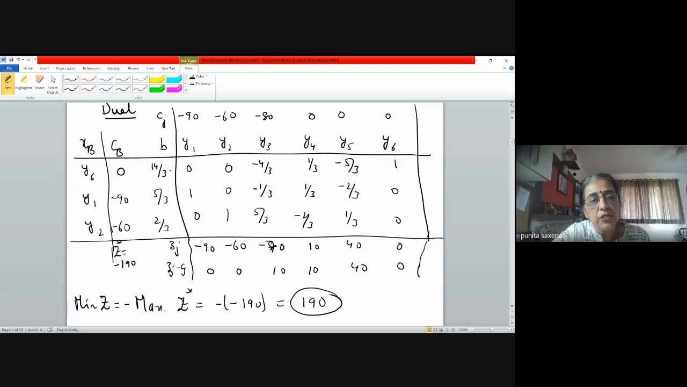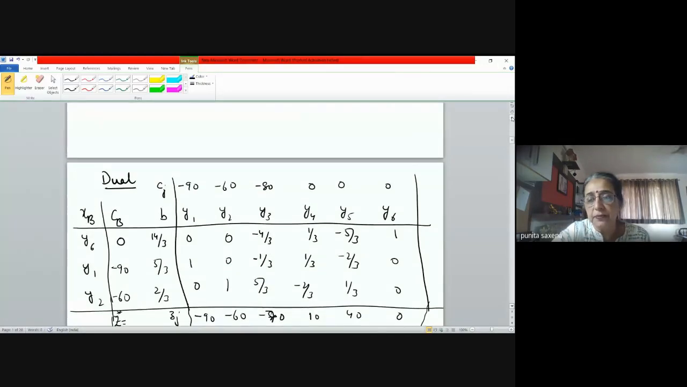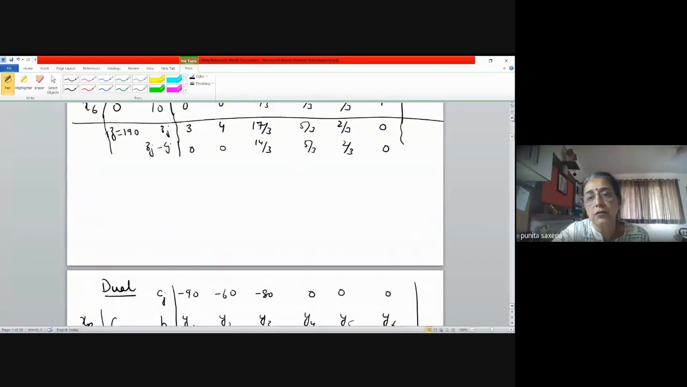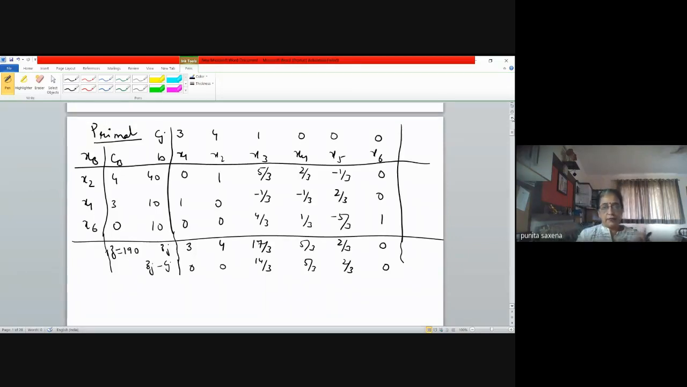Now, you know the dual solution, right? What is the dual solution that you have got? Y1 equal to 5/3, Y2 equal to 2/3, and Y3 0, because Y6 has turned out to be 14/3, right? So basically your Y3 is 0, right? Your decision variable for the dual problem. Now go back to your optimal primal table. Do you see those values somewhere? Anywhere in the table? Either in the last columns for Zj minus Cjs.